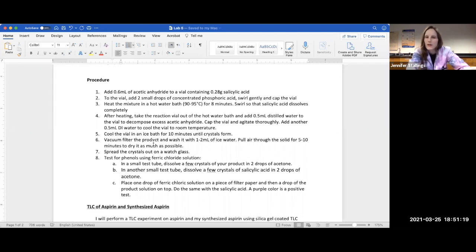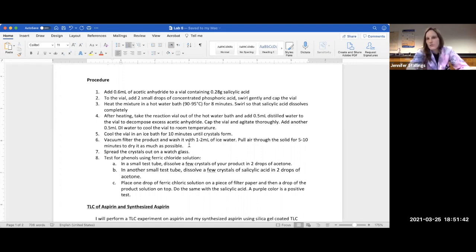And I'll also need to wash my synthesized aspirin with really cold water. I actually have some water sitting in an ice bath. It needs to be very cold because I don't want to dissolve my synthesized aspirin. If I used warm water, I would start dissolving the crystals, those synthesized aspirin crystals, and I don't want that.